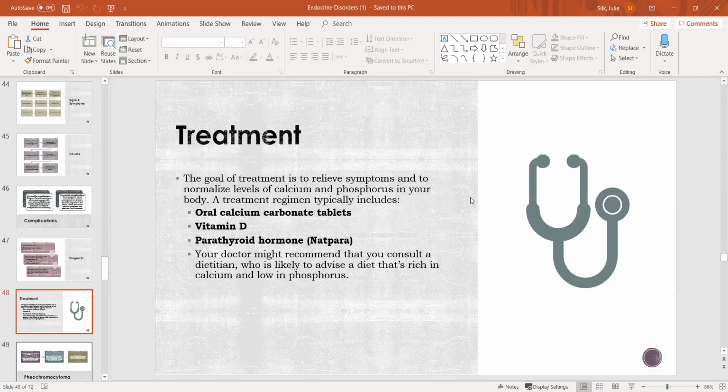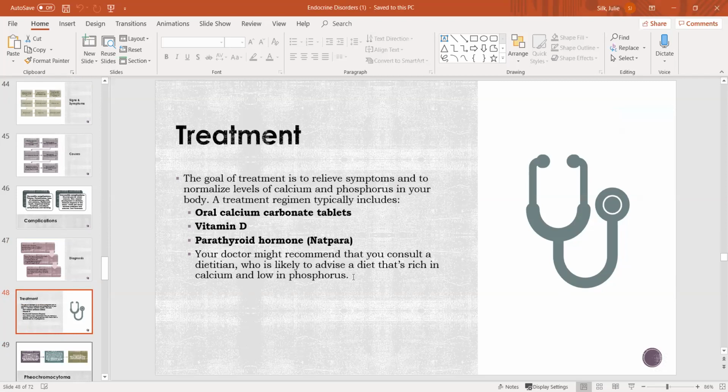And then treatment, we are going to treat this with calcium. So we're going to give oral calcium carbonate tablets. We'll probably give vitamin D along with that. And then there is a medicine called NatPara, which is parathyroid hormone. So if they're low in that, we're giving that NatPara, and that's treating that. And then you want to eat a diet that's rich in calcium and low in phosphorus. So you would be talking to people about that.